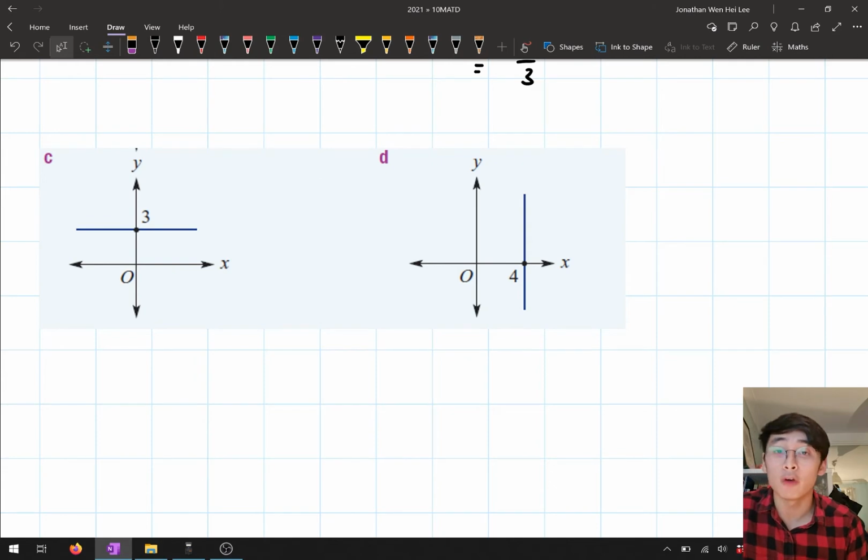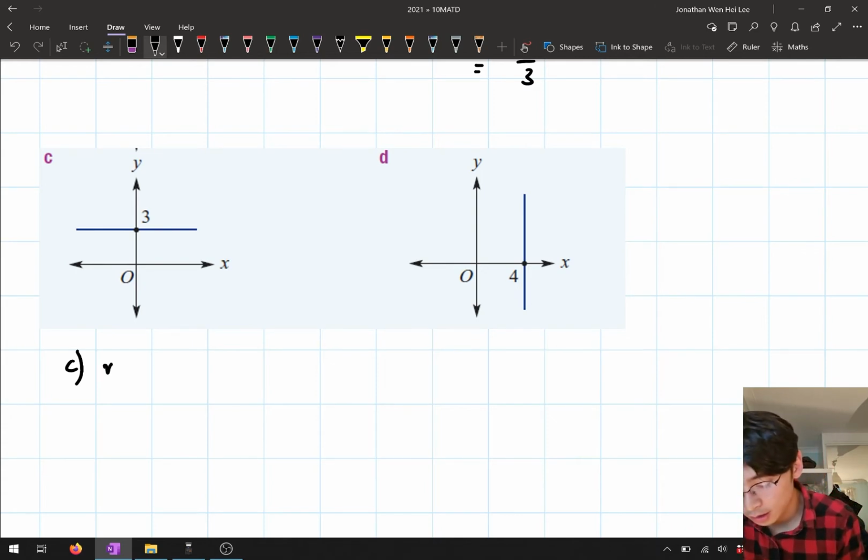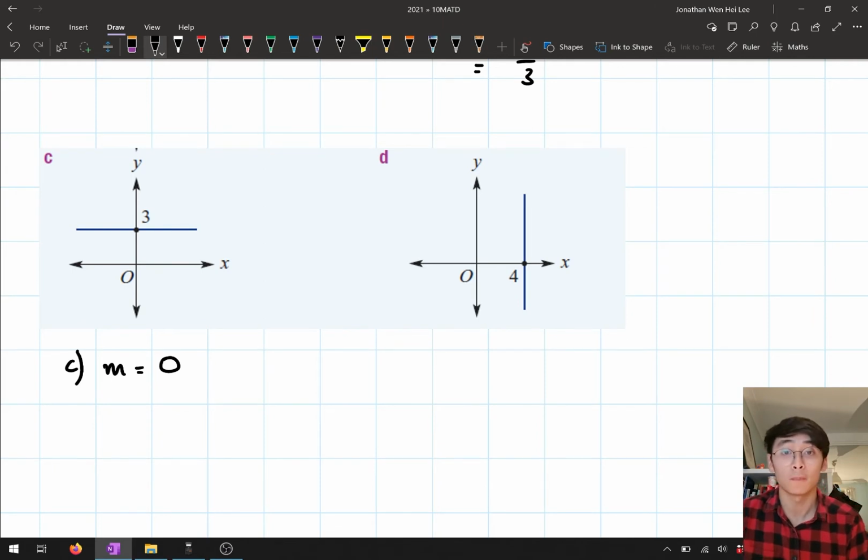These two lines are vertical and horizontal lines. Now, vertical and horizontal lines have special gradients. Now, let's start with C. Now, C, we have a horizontal line. The thing with horizontal lines is that the gradient is going to be 0. It has no steepness at all. So the way that we show that is we say that the gradient is 0. It's neither going up or down, it's just staying flat, which means it has a gradient of 0. So if you ever see a line that is horizontal, that means it has a gradient of 0.